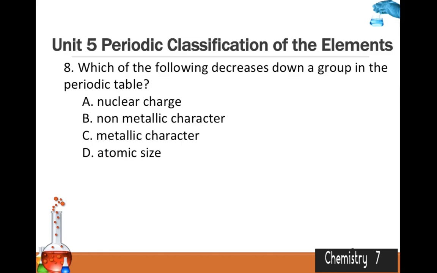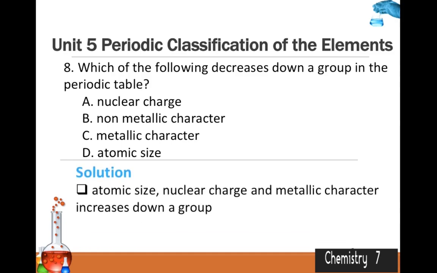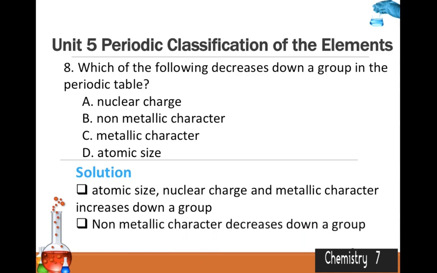Which of the following decreases down a group in the periodic table? Nuclear charge, nonmetallic character, metallic character, or atomic size? Atomic size, nuclear charge, and metallic character increase down a group. Non-metallic character decreases down a group. The answer is B, non-metallic character.